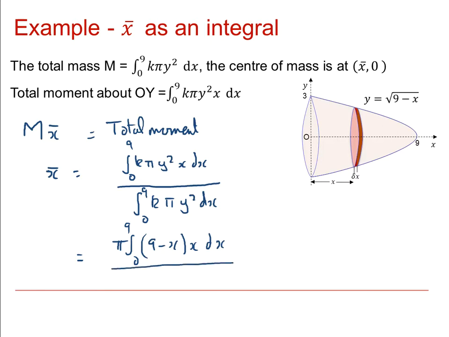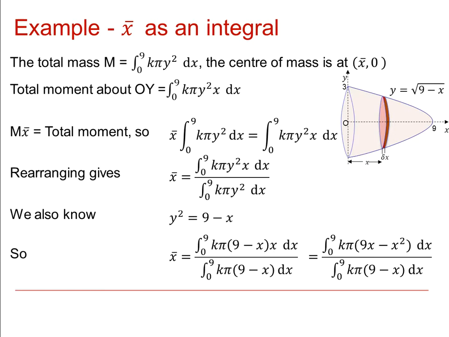And on the bottom line we have pi also, and then the integral from 0 to 9, this time of 9 minus x dx, which is y squared. See also that the pi will cancel out from this calculation if you wish. So we end up with having to evaluate the integral of 9 minus x multiplied by x, or 9x minus x squared, and the integral of 9 minus x dx.